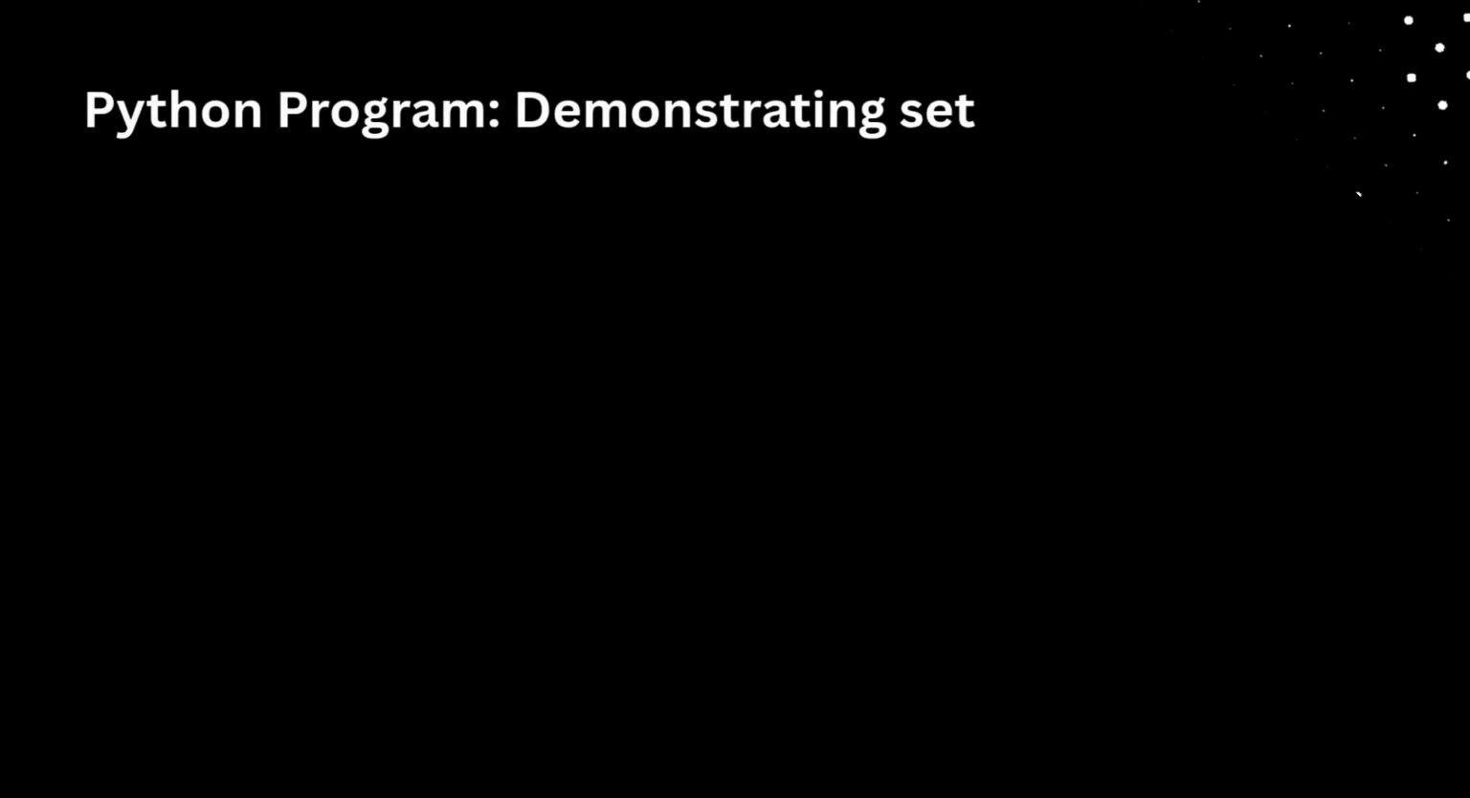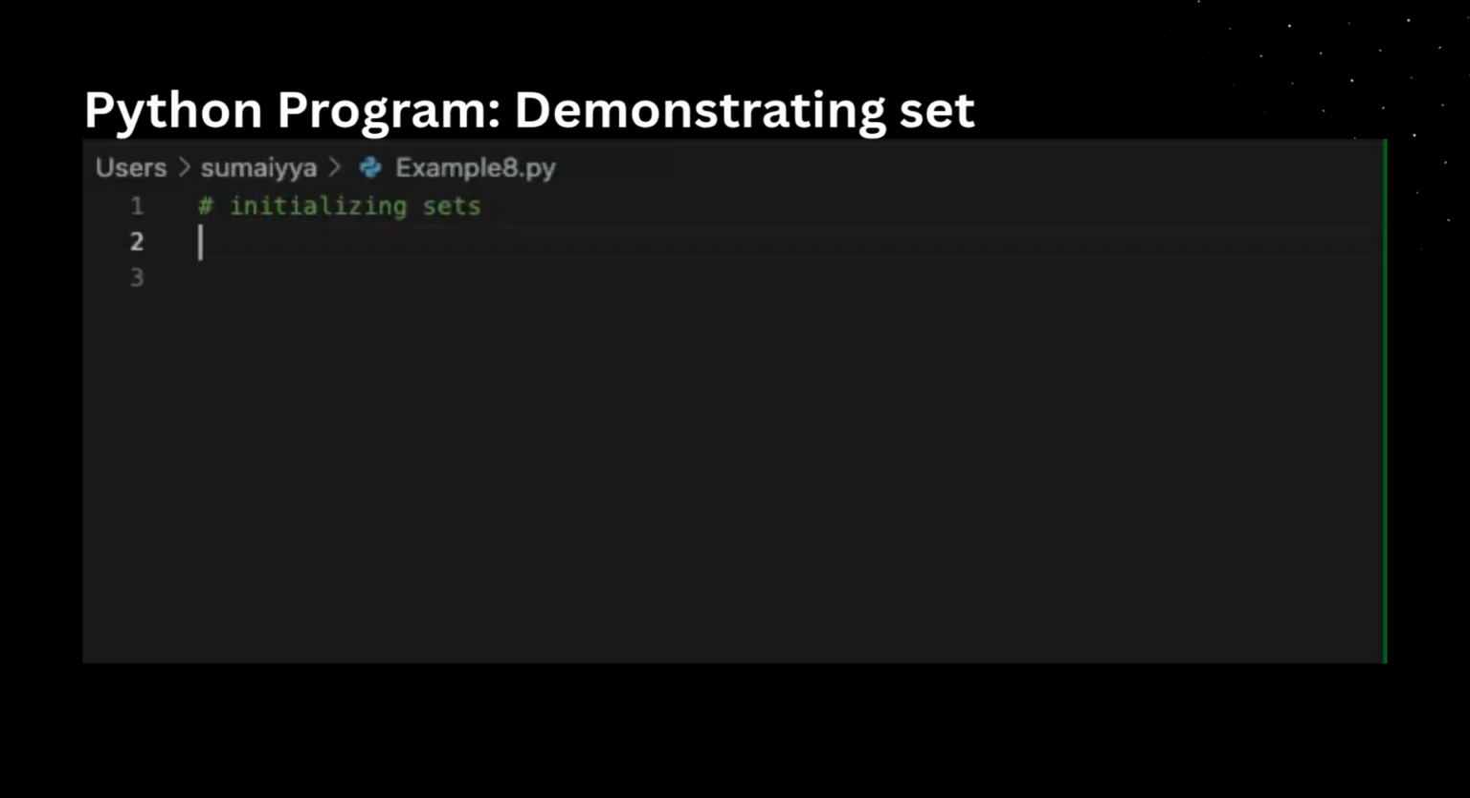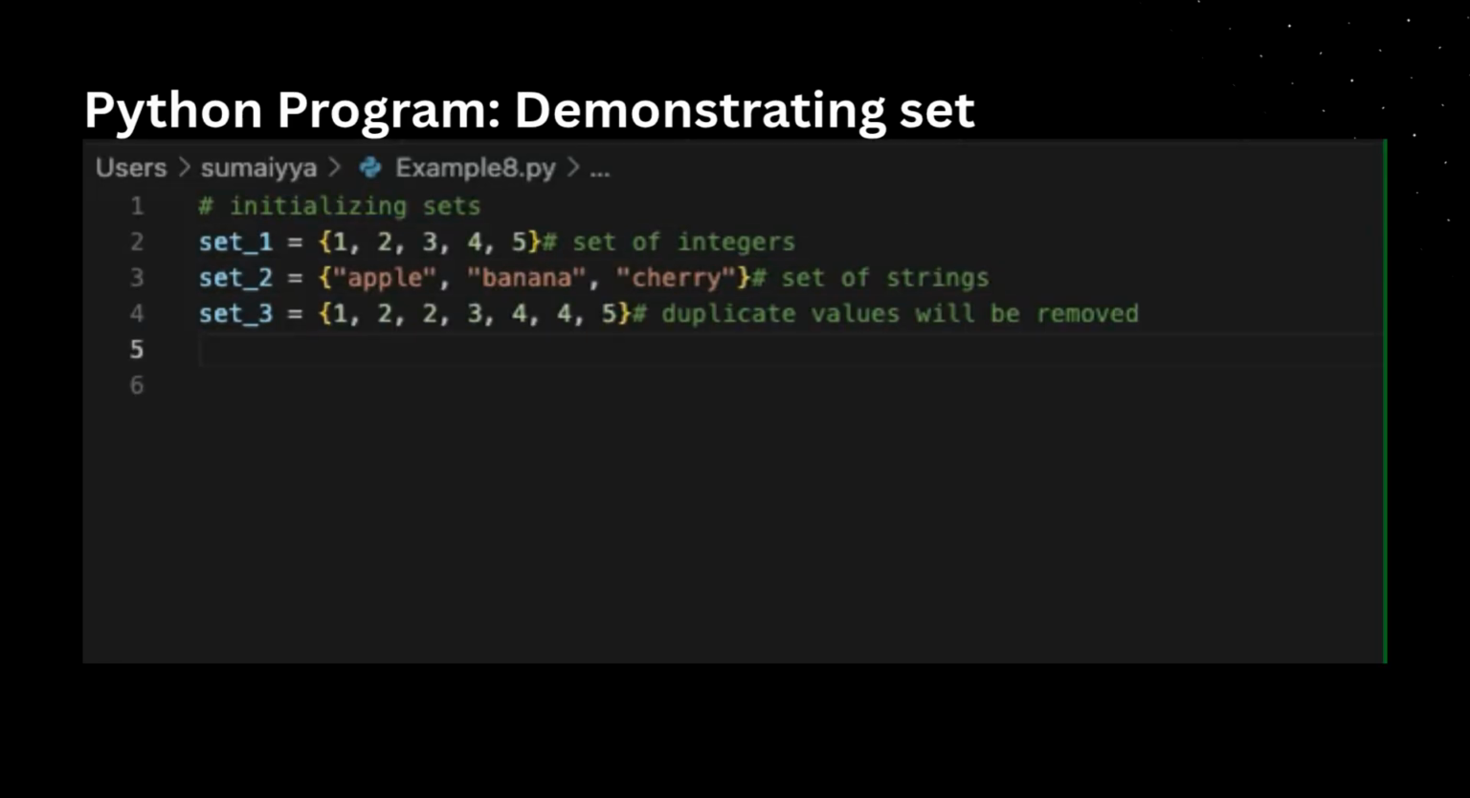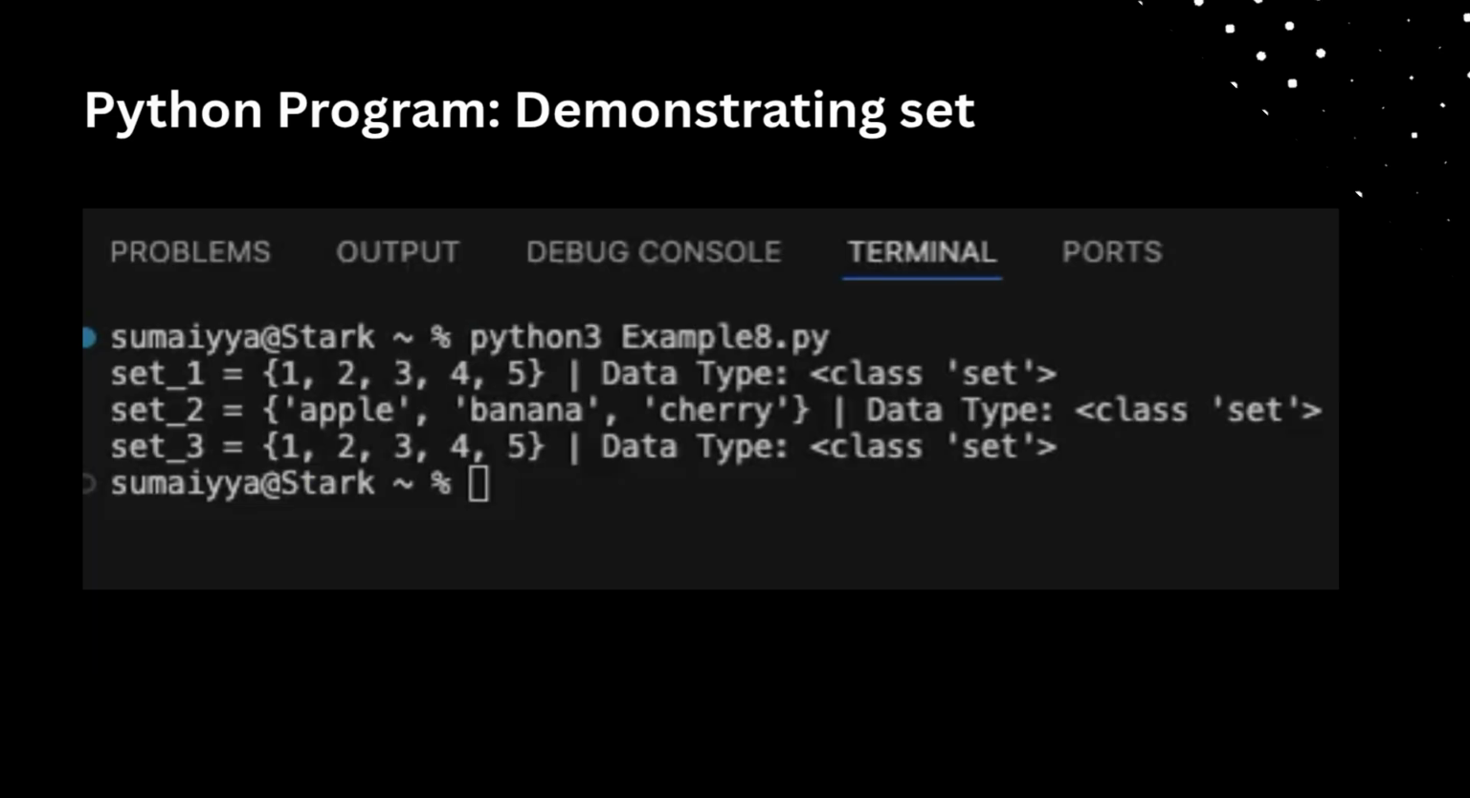Let's see an example demonstrating set. Initialize this set. This is the set of integers. This is the set of strings. Duplicate values will be removed. Printing sets and their types. This is the output of the code. Notice how duplicates are automatically removed and the order is not guaranteed.